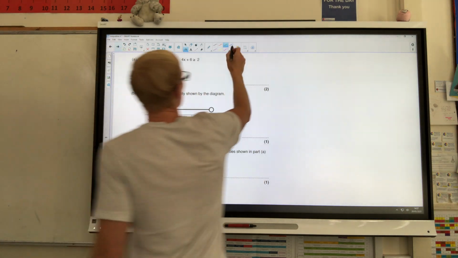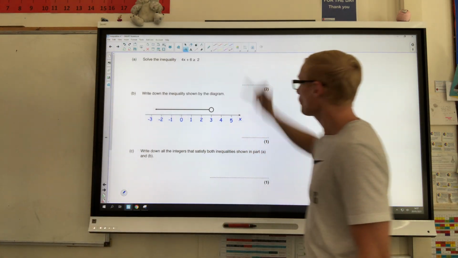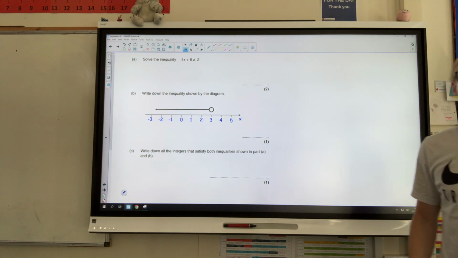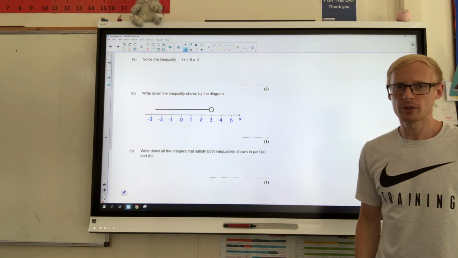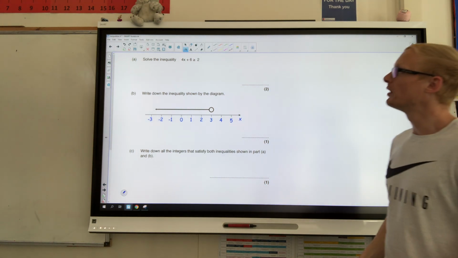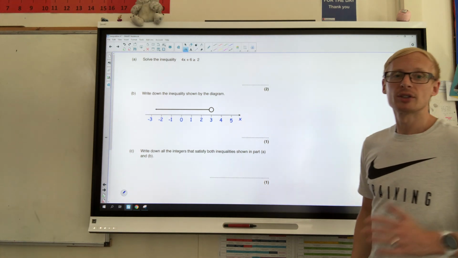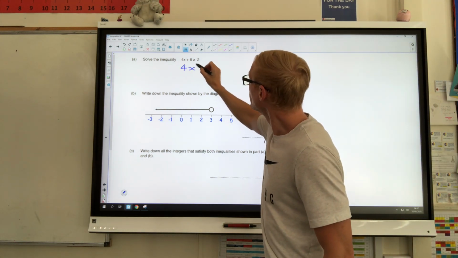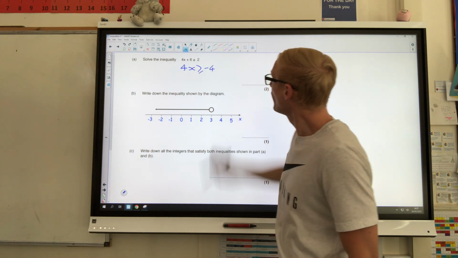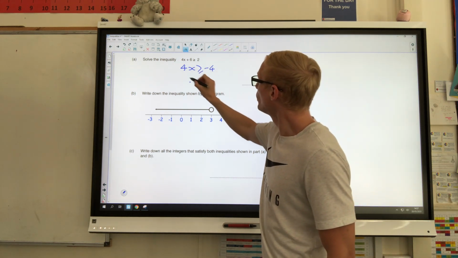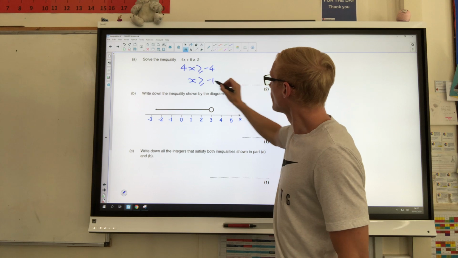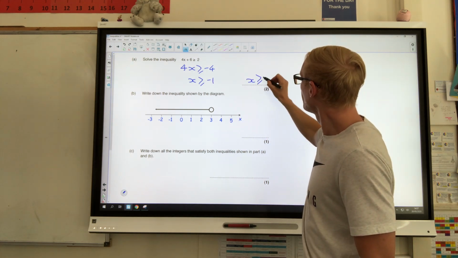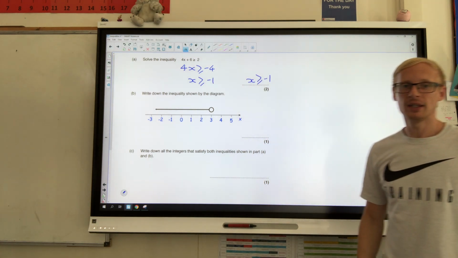Next example. Similar sort of style of question, but this one's been broken down into parts for us. So the first part is just to solve an inequality like normal. So you're looking to subtract 6 from both sides. So we'd be saying 4x is greater than or equal to negative 4. And then divide both sides by 4. So x is greater than or equal to negative 1. So that would be the answer to A.